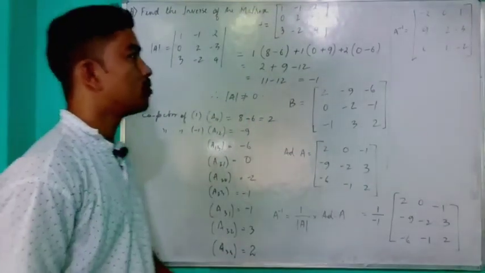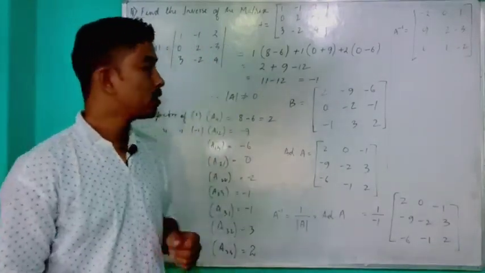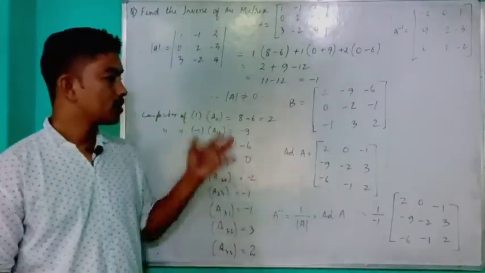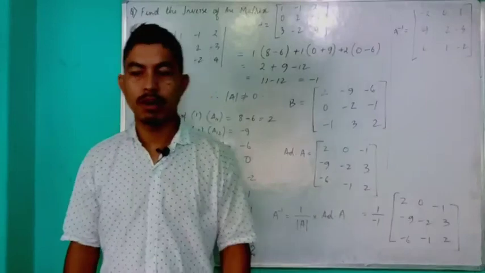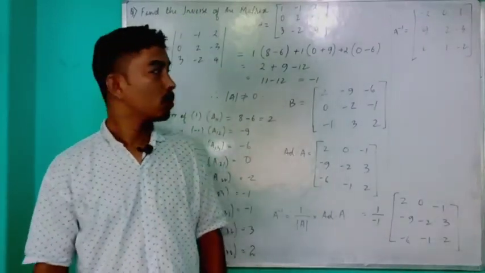So in examination you may get a question like find the adjoint of the given matrix, or you may be asked to directly find the inverse of the given matrix. Okay, so this is the procedure to find the inverse of a matrix. So you may do the rest of the remaining exercise questions from your book.